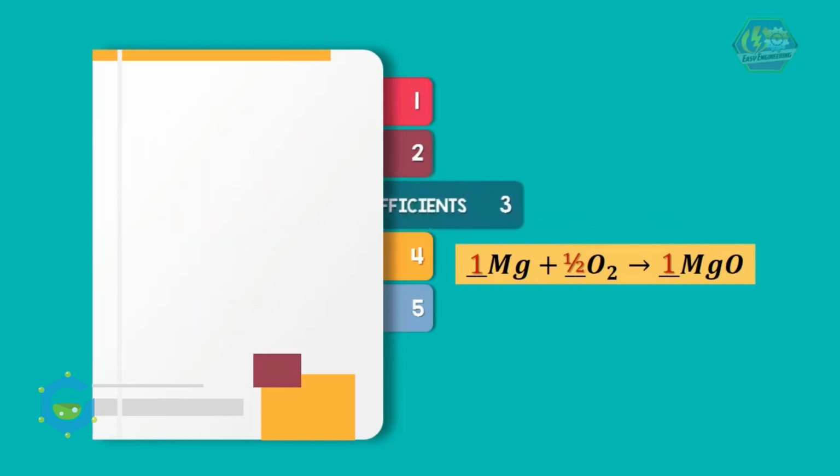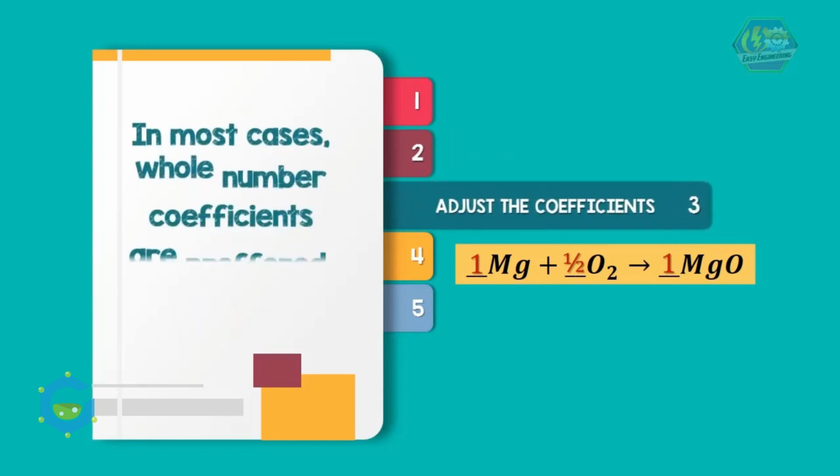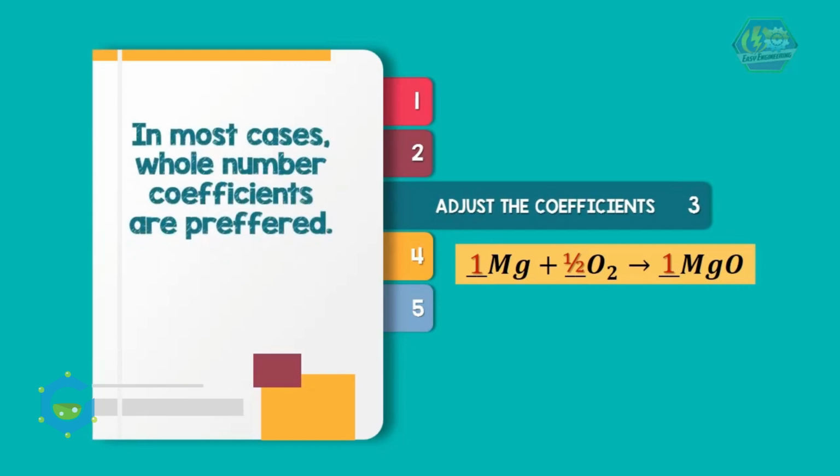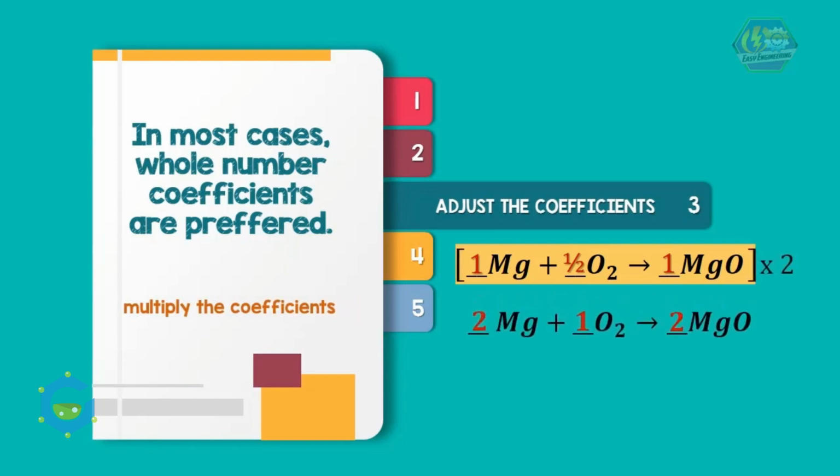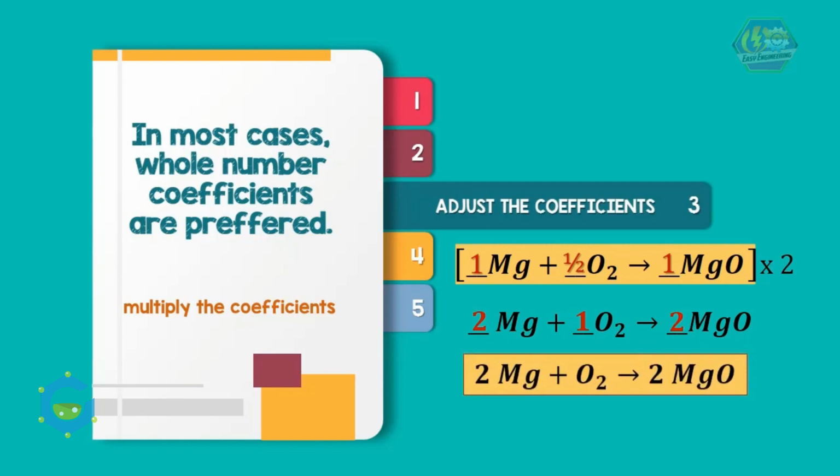Now number 3. Adjusting the coefficients. In most cases, whole number coefficients are preferred. 1/2 of an O2 molecule cannot exist, so here we need to multiply the coefficients to have all coefficients as whole numbers. A coefficient of 1 is implied by the presence of the formula, so we don't have to write it.